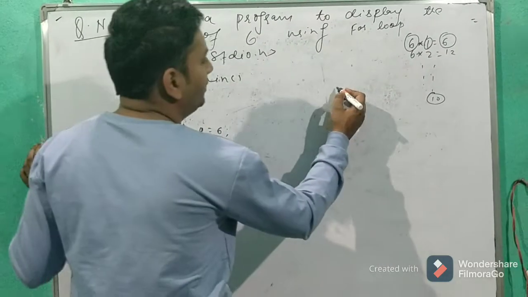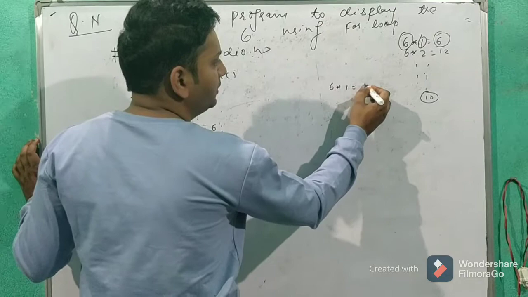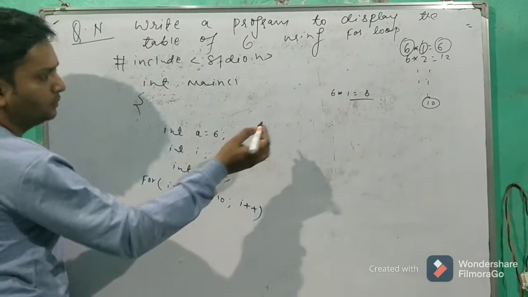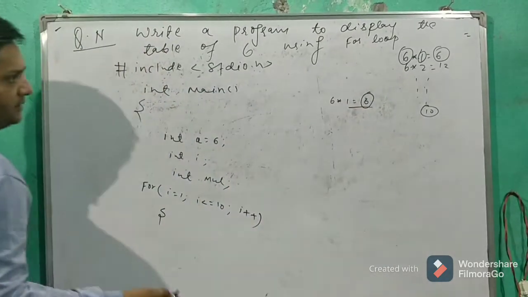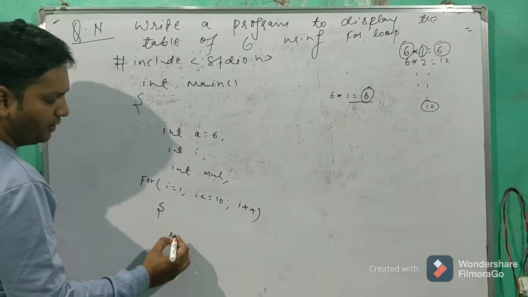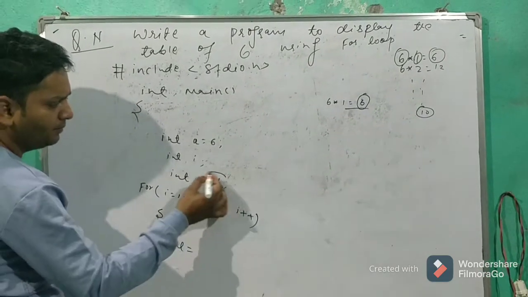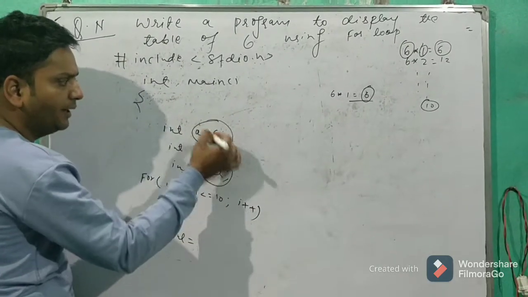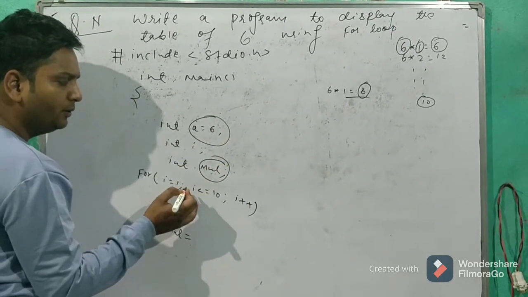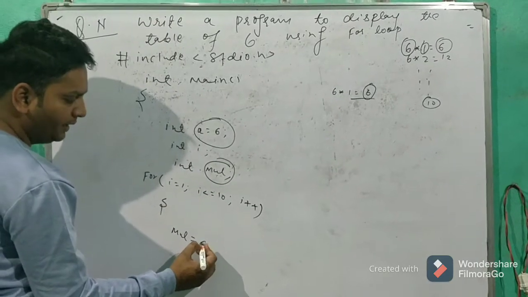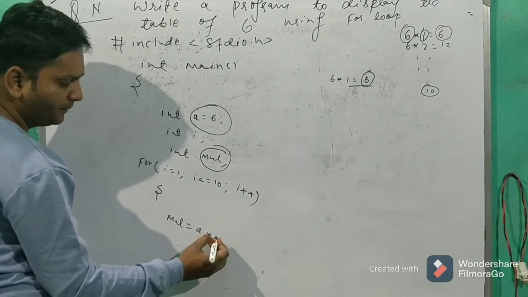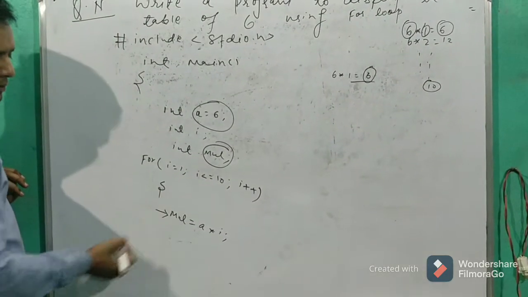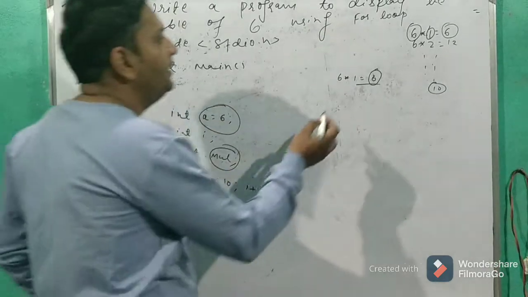After that we require 6 into 1 is equal to 6, something like that. Before doing that, I want the final result, so I'm taking the variable mul. You can take any variable. So we have a into i, where the value of i is 1, 2, 3, something like that. So a is my 6, into i. Some result value will be stored in this variable. Then we have to display in this format.